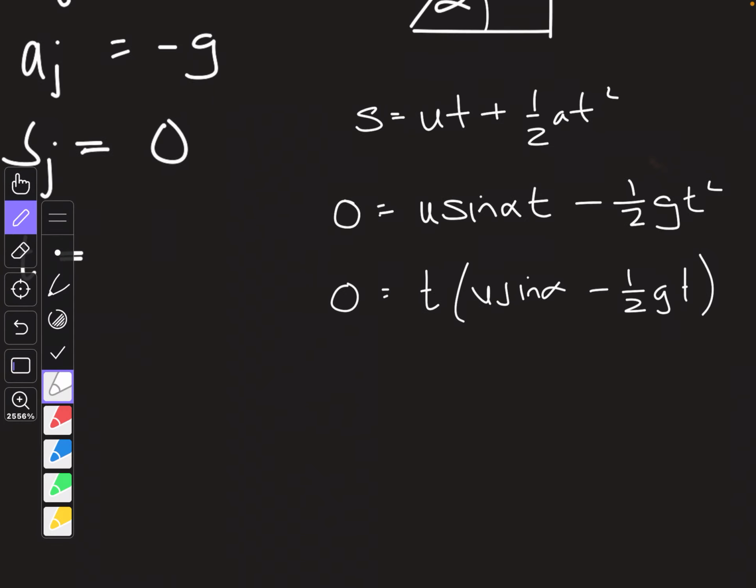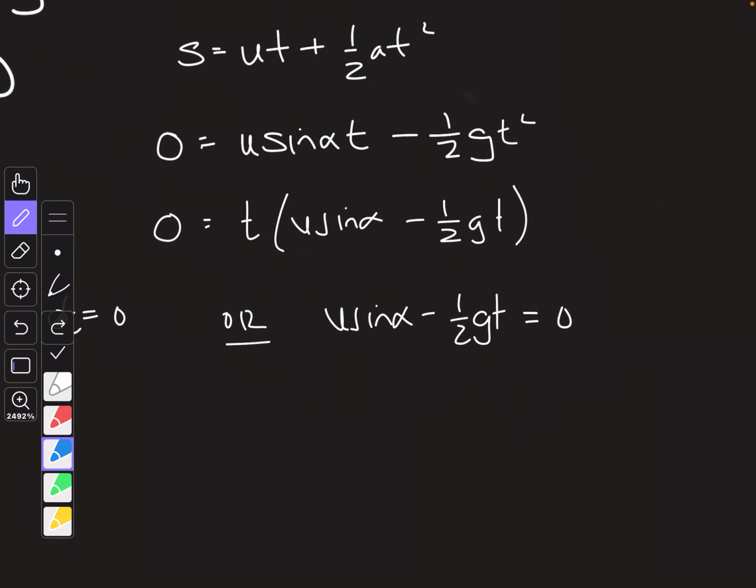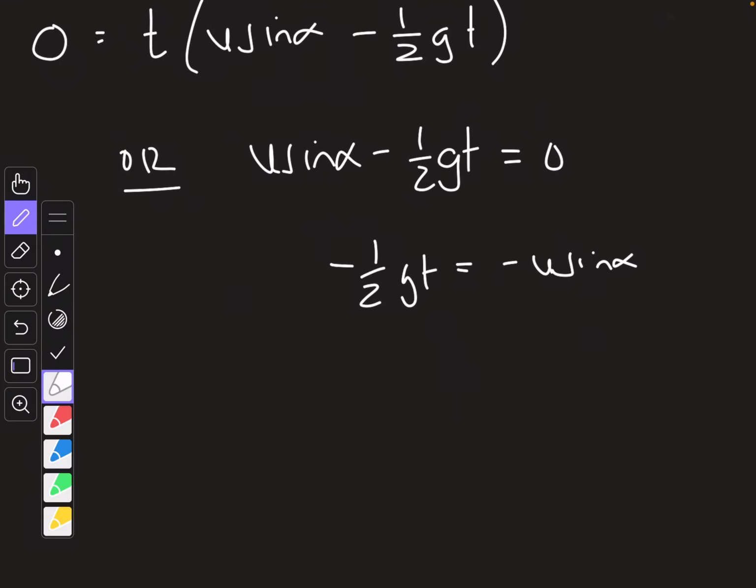That means that either t equals 0, which it does, or u sine alpha minus a half gt equals 0. Just to remind yourselves, either this equals 0 or this equals 0. Rearranging the second one, we get minus a half gt equals minus u sine alpha. The minuses disappear. I get gt equals 2u sine alpha.